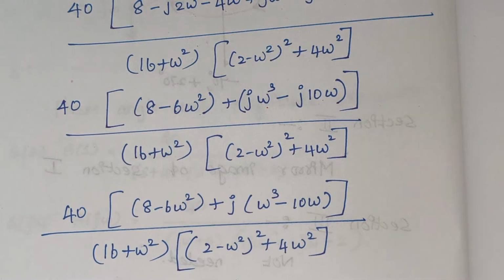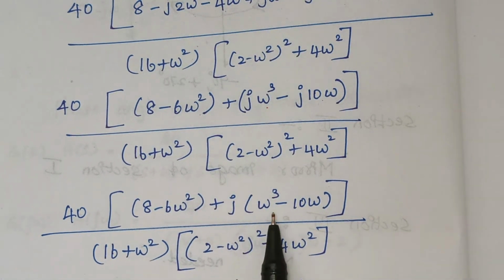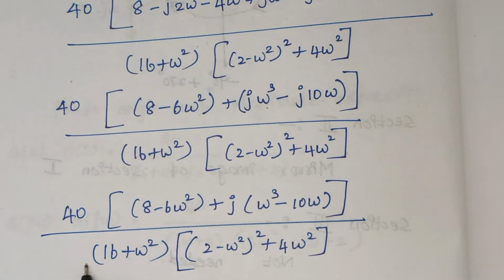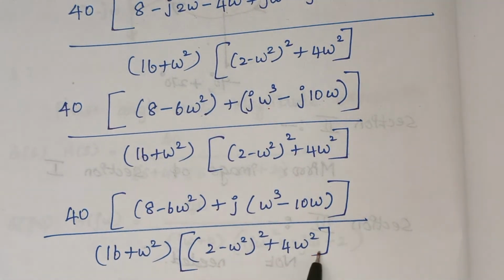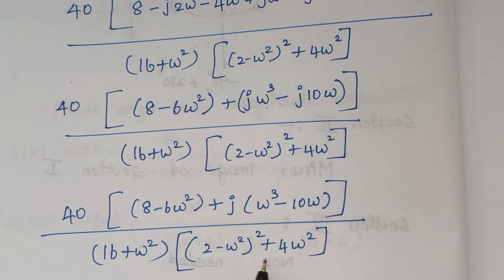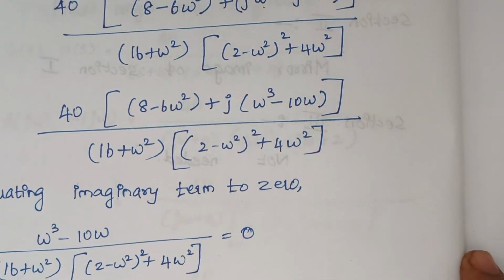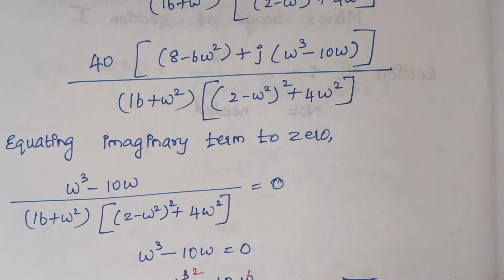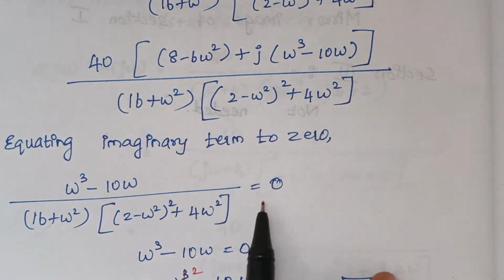In this case, to find the omega pz, we have to equate the imaginary term to 0. So what is the coefficient of the imaginary term? It is omega cube minus 10 omega divided by this denominator, because this denominator is common for both the real term as well as the imaginary term. So here I had equated this imaginary term to 0.